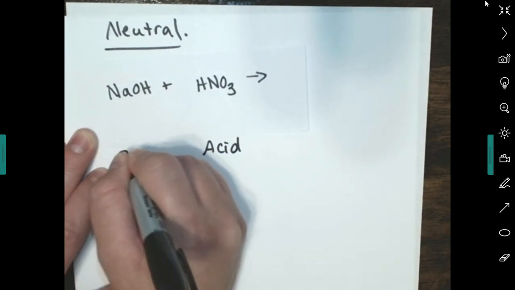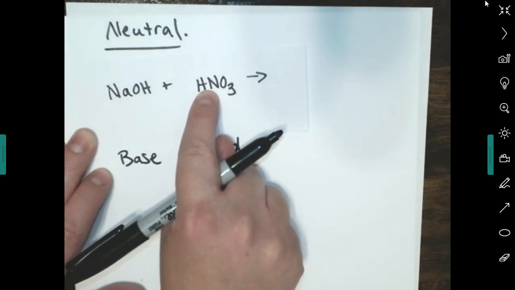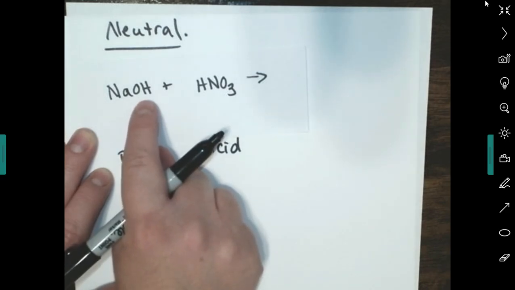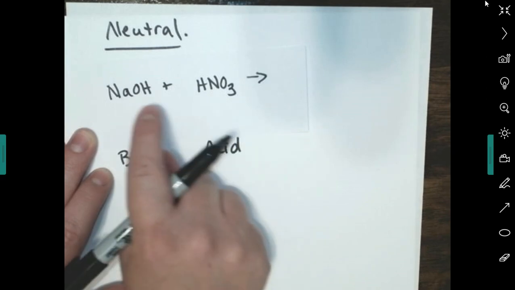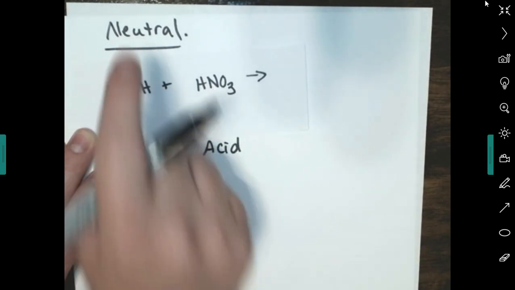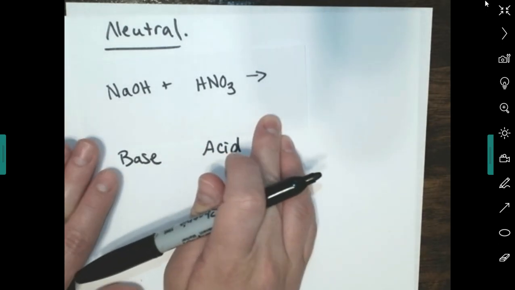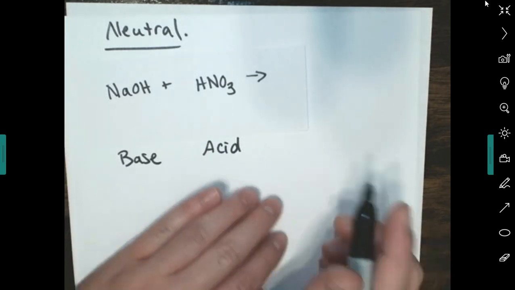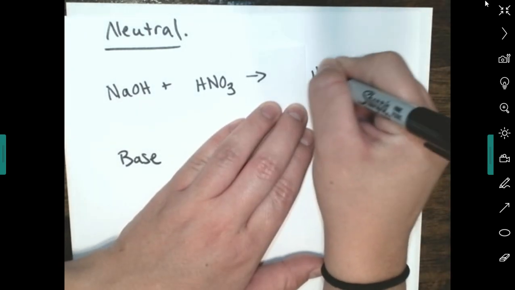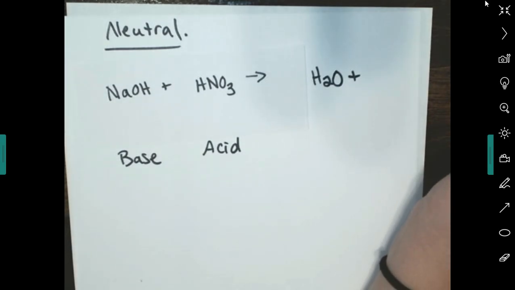How do you know that's an acid and how do you know that's a base? This is an acid because it starts with hydrogen. If it starts with hydrogen, it's an acid. You know this is a base because it ends in hydroxide. If it ends in hydroxide, it's a base. So if you have two compounds, one of them starts with hydrogen, one of them ends in hydroxide, you've got yourself a neutralization reaction. And a neutralization reaction always makes water and a salt. So water and a salt. And when I say salt, I mean an ionic compound.